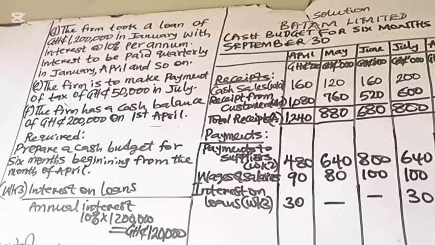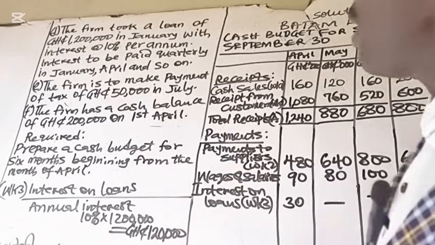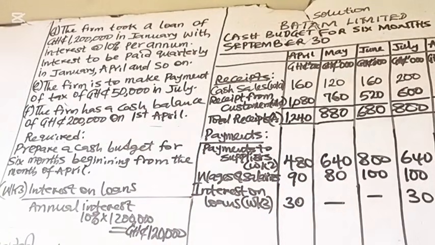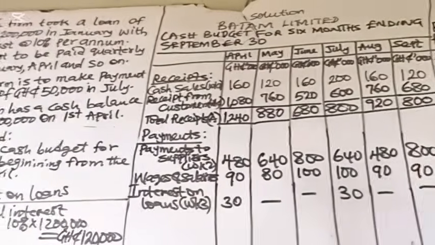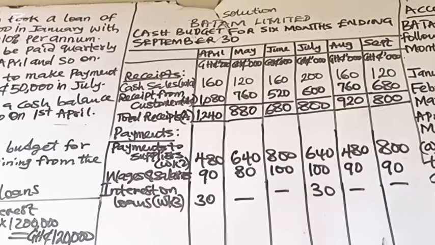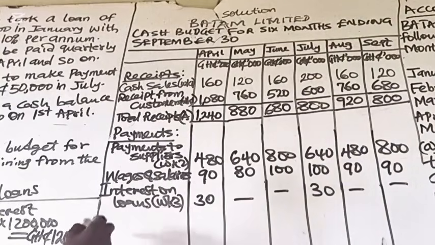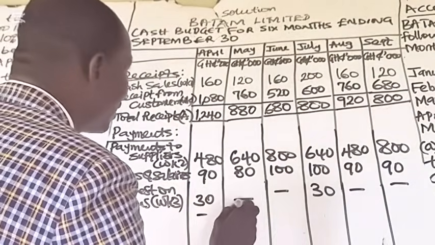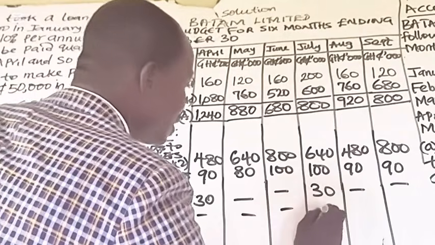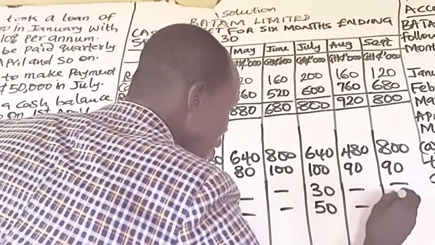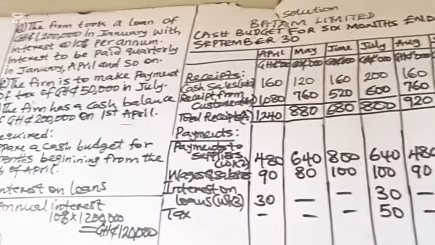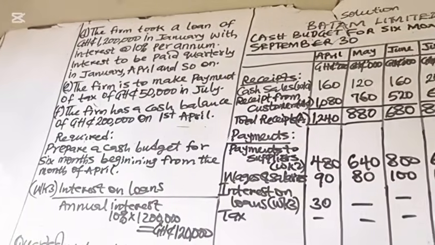Then the next note. Now let's go through note E. The firm is to make payment of tax of 50,000 in July. A tax of 50,000 will be paid in the month of July. So we have tax, that is July, June, July, 50,000. So you can now sum up, since we are done with note E. The next note is note F.